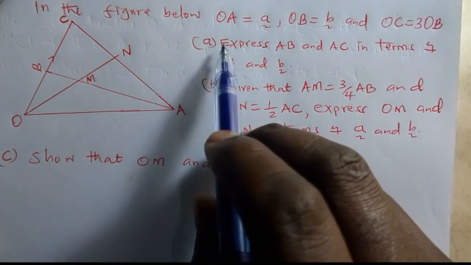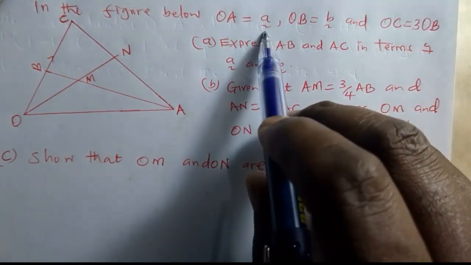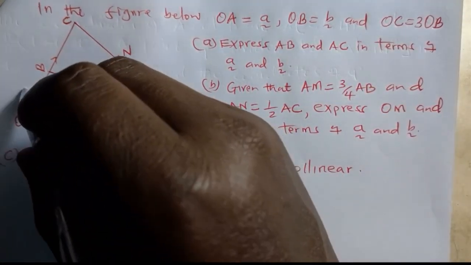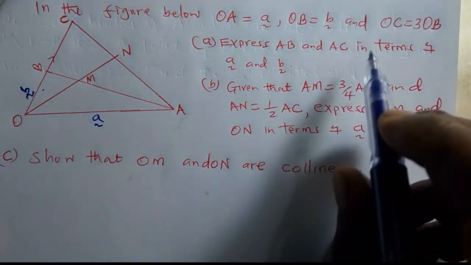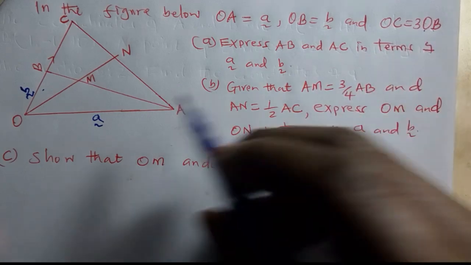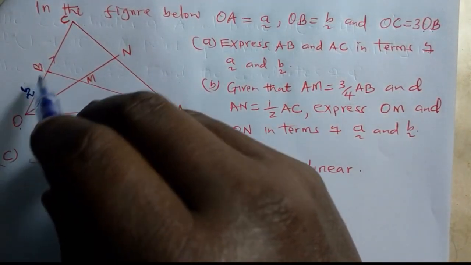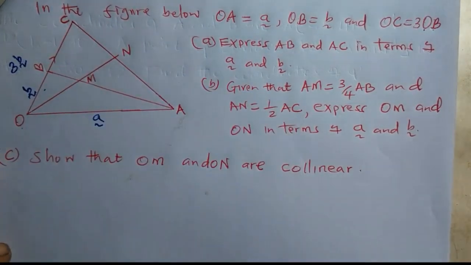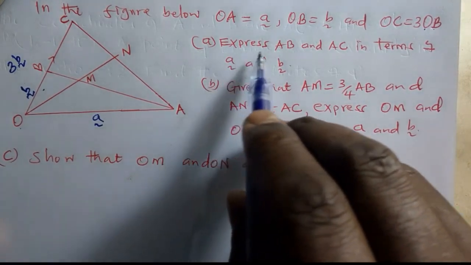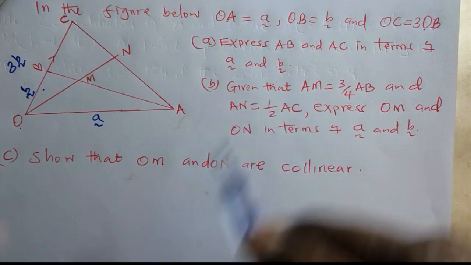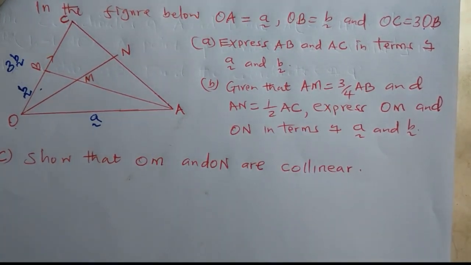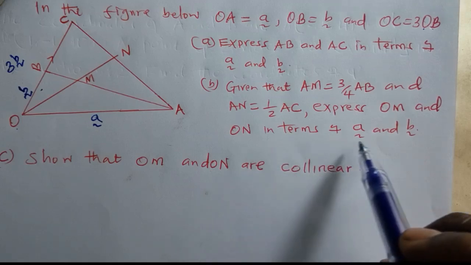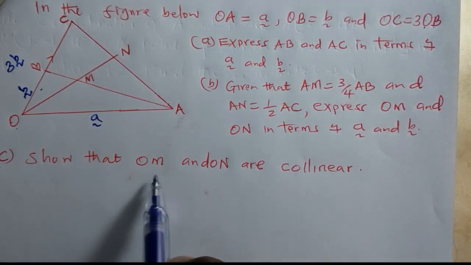In the figure below, OA is vector A, OB is vector B, OC is 3OB, so OC is 3B. If OB is B, then from here up to here is going to be 3B. OC is 3B. Be aware of that. Express AB and AC in terms of A and B. Given that AM is this and AN is this, express OM and ON in terms of A and B. Then show that OM and ON are collinear.